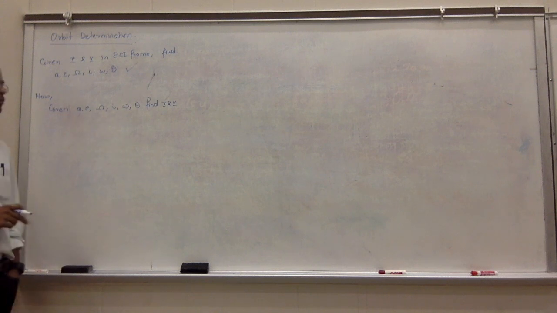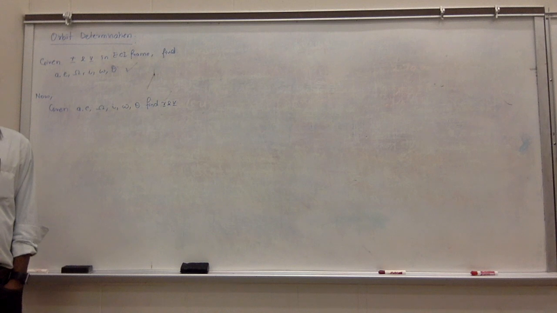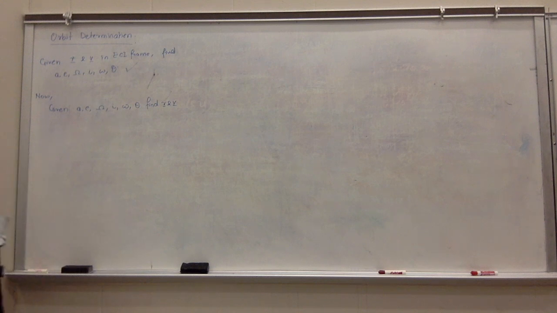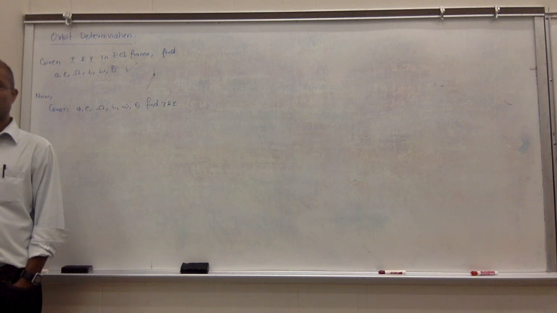What does ECI stand for? Earth-centered inertial. This frame does not rotate along with Earth, it just goes around the orbit, but it does not rotate. It's not fixed to Earth. There is another frame called the ECF frame, Earth-centered fixed. This rotates along with Earth. So every 24 hours, the ECI frame and the ECF frame align.